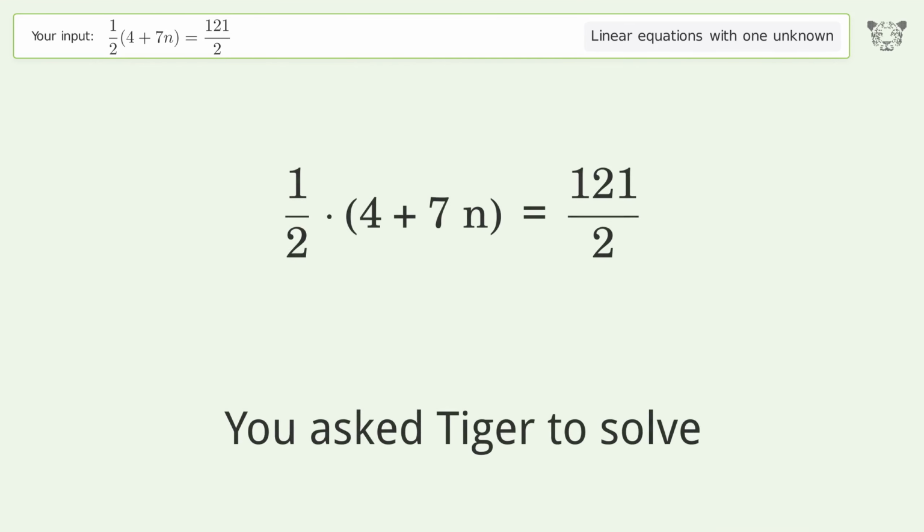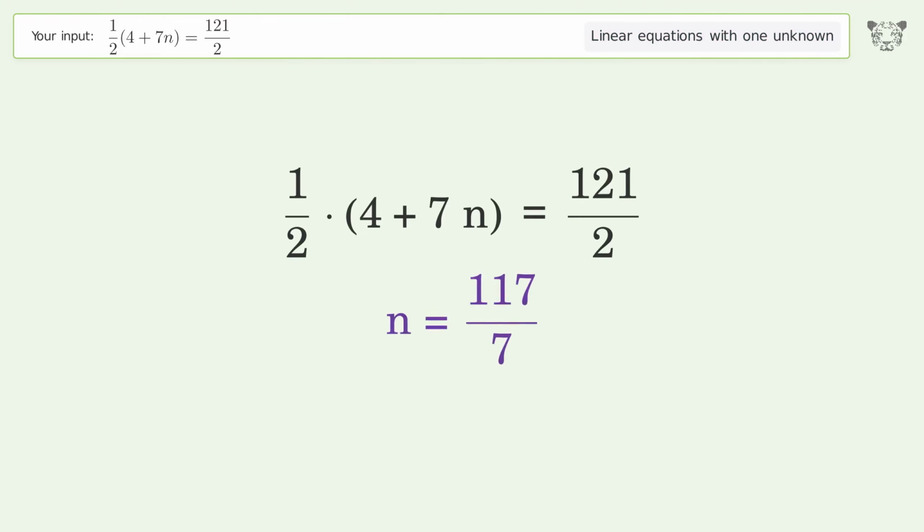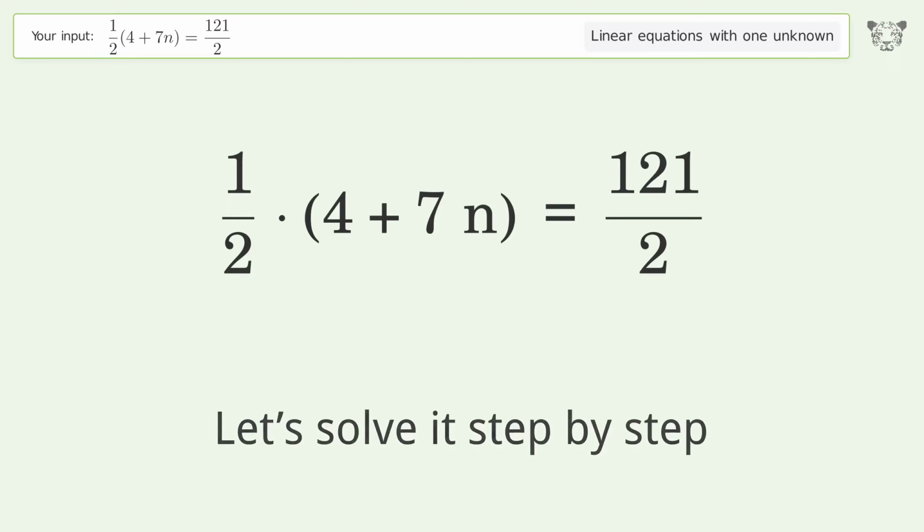You ask Tiger to solve. This deals with linear equations with one unknown. The final result is n equals 1 17/7. Let's solve it step by step.